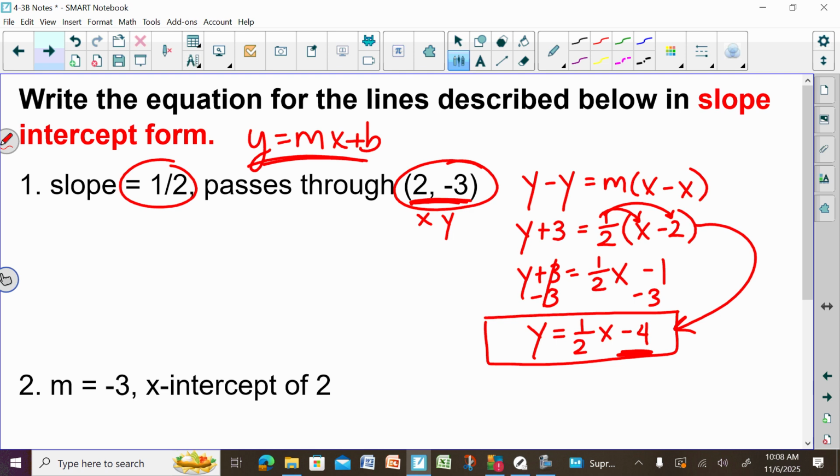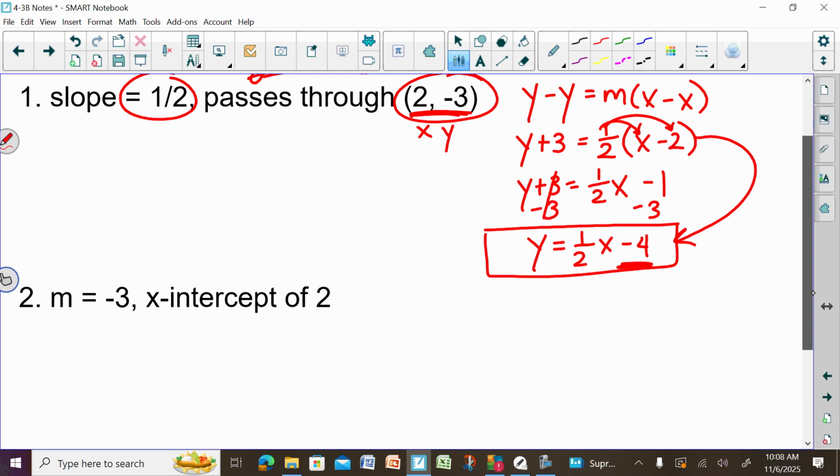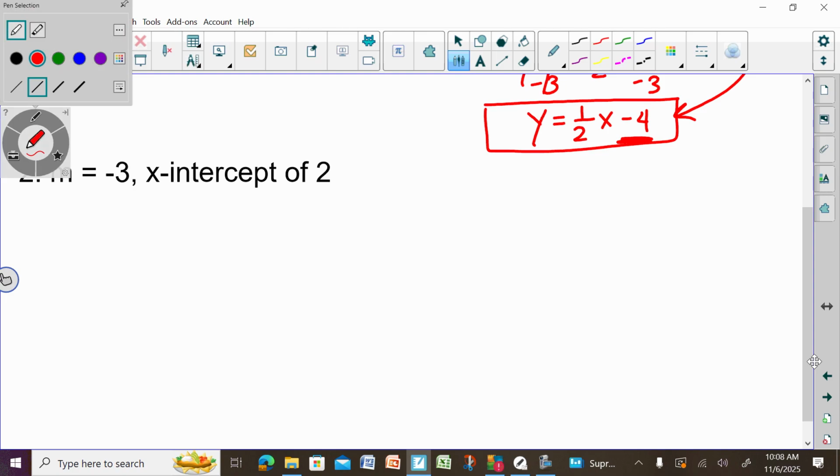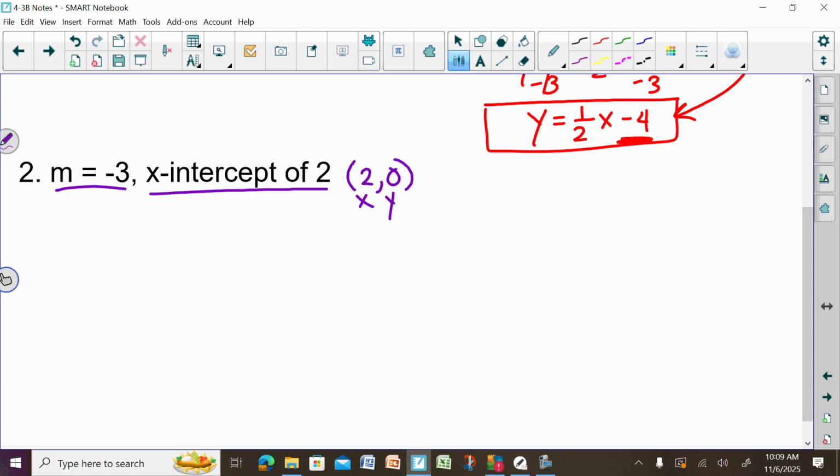Let's try it again. Number 2 is a little trickier with its clues. It's giving us a point, but when it gave us this point, it didn't actually say it's a point. But that's actually an ordered pair. So we have our slope, -3. X-intercept of 2 means where it crosses the x-axis. So if it's an x-intercept of 2, they're sneakily giving us this ordered pair, 2, 0. So there's my x and y.